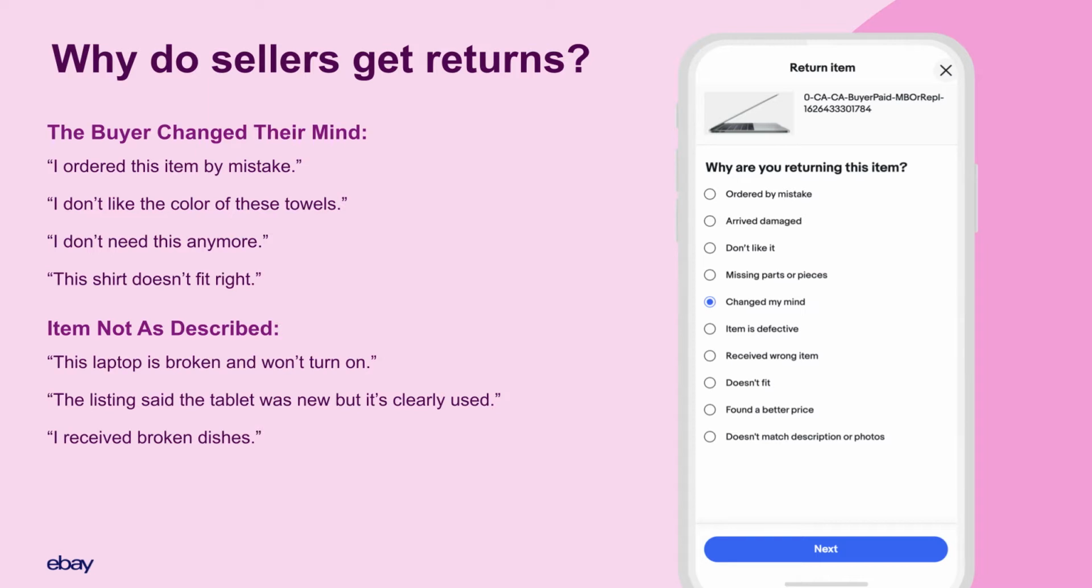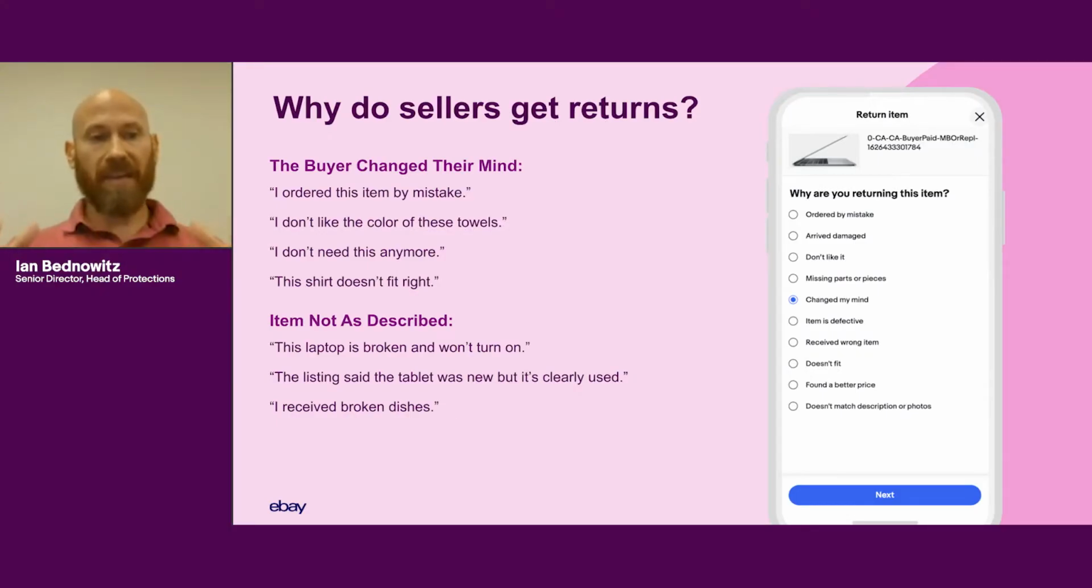Then there's the other type of return. An item isn't as described. And this means anything that is different from what's in the listing. It could be that the item is damaged or broken. That's the first example here. The laptop is broken and won't turn on. It's the third one as well. It also could be where the item differs in some way from the pictures or the description that you have on your listing.